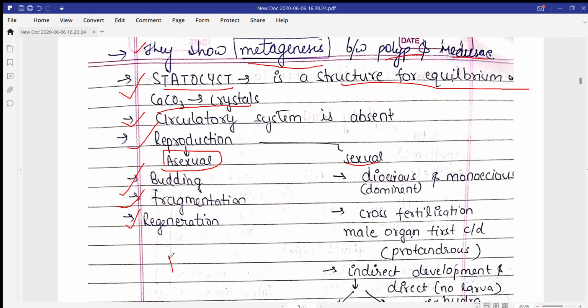So just take an example. This is something, and we cut here by some plane. Now after this, it will remain like this, but it has the ability to regenerate. That means they can again form this whole structure. So this is called regeneration.